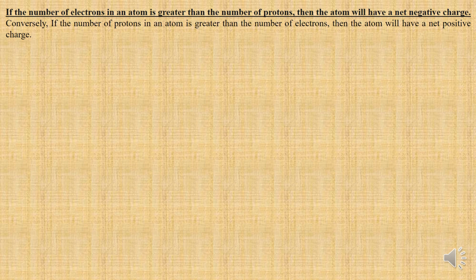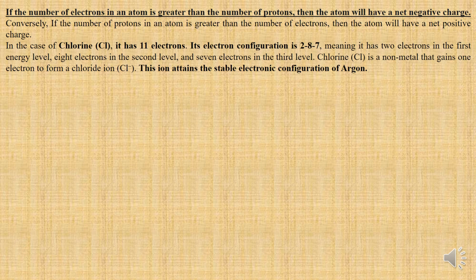If the number of electrons in an atom is greater than the number of protons, then the atom will have a net negative charge. Conversely, if the number of protons in the atom is greater than the number of electrons, then the atom will have a net positive charge.